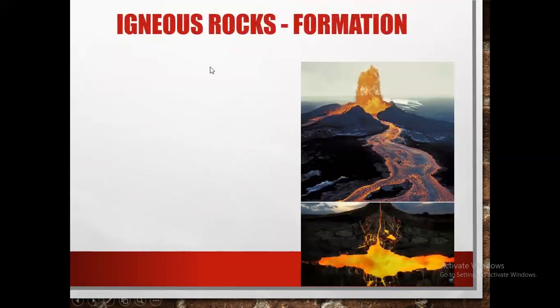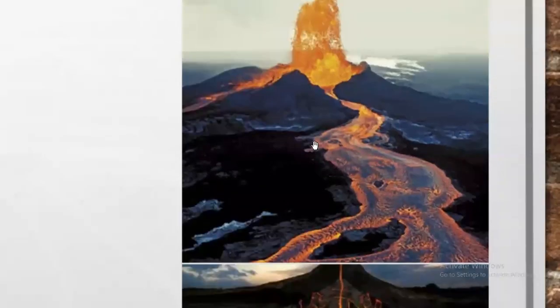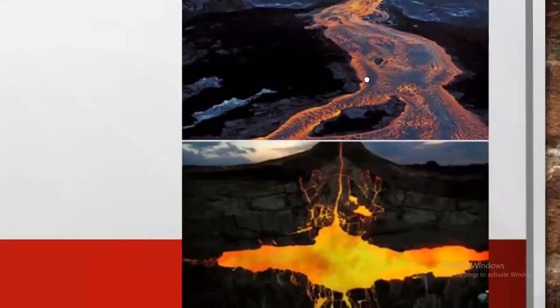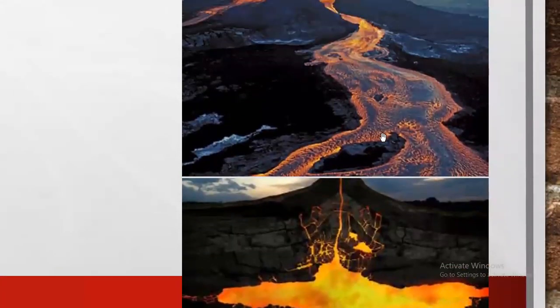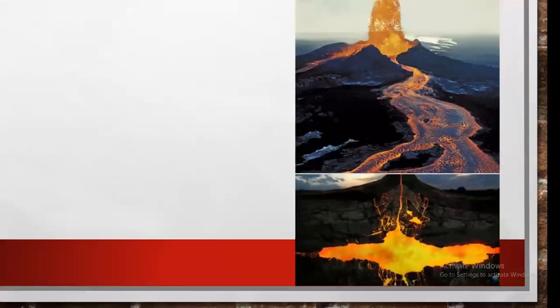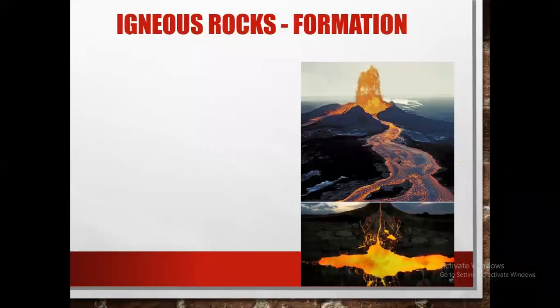The first one, igneous rock formation. How do you think igneous rocks are formed? Take a closer look at this volcano. What is coming out of the volcano here? What is the thing that looks like a river? Actually, it's called magma. Magma is molten rock. When the molten rock comes out of the volcano and touches the air or water, it changes into solid; it will solidify.